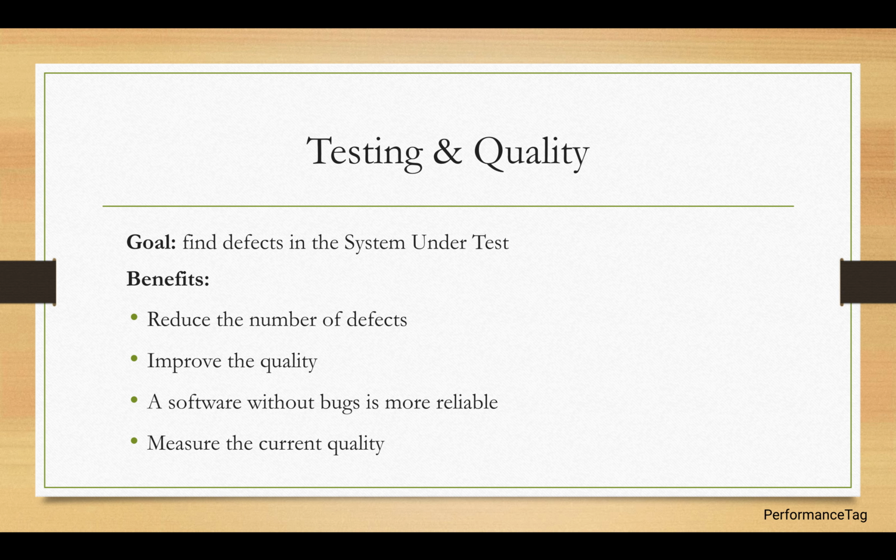Testing and quality. The goal of testing is to find defects in the system under test. And the benefits of testing are: if we find defects in the software using testing, the number of defects is reduced. If we have less bugs, this means that the quality is improved and software without bugs is more reliable. So, by testing, we measure the current quality of our software.